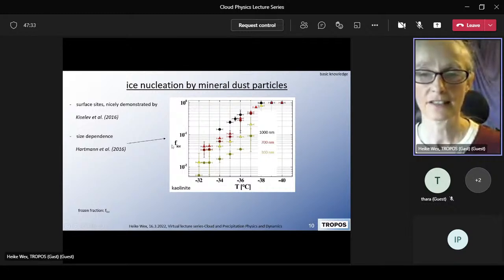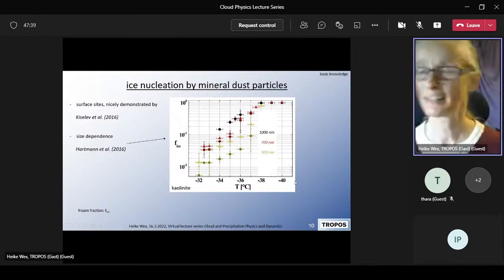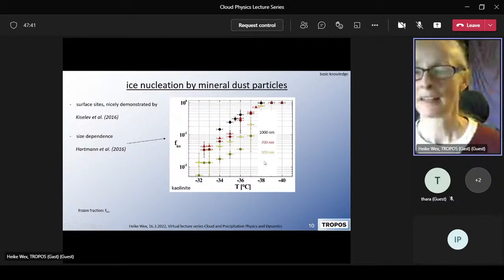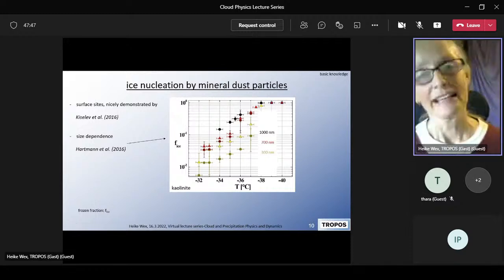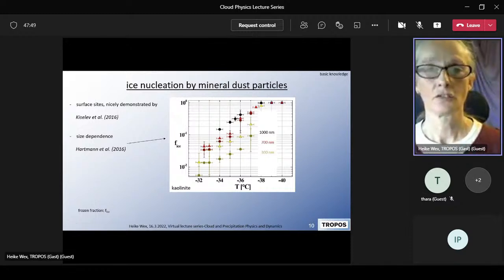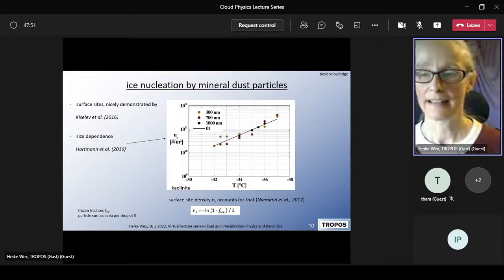And what is seen here is the frozen fraction, how many of all particles froze at which temperature. In that plot, it gets colder towards the right. Typically, it's the other way around. But anyway, you see larger particles have higher frozen fractions. That can be accounted for if you want to normalize that by looking at surface site densities, where you basically divide the frozen fraction by the surface area of mineral dust per particle.